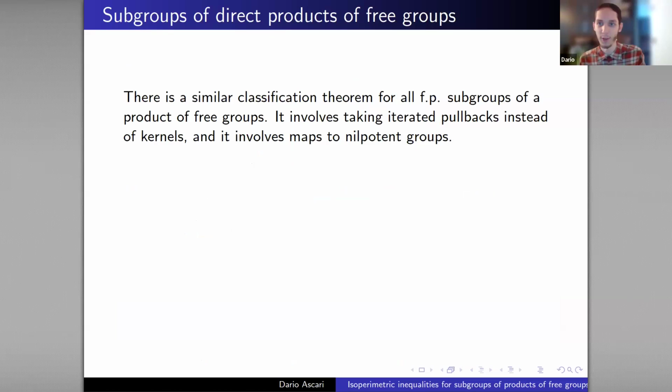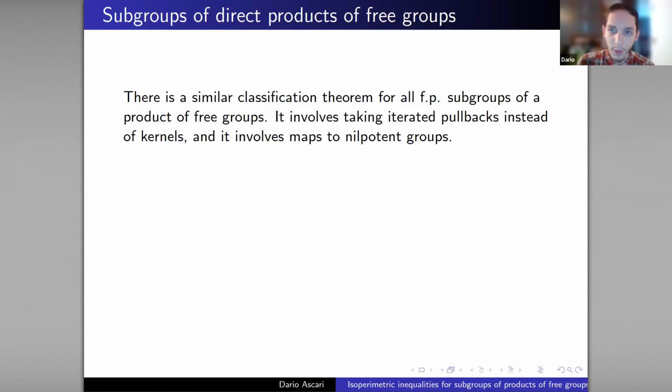Let's just say that it becomes very, very messy very, very quickly. In particular, instead of taking kernels, you have to take pullbacks, and you have to iterate this construction. So not just taking a kernel once, but taking kernels several times, taking pullbacks several times. And you need to use maps to nilpotent groups instead of to free abelian groups.